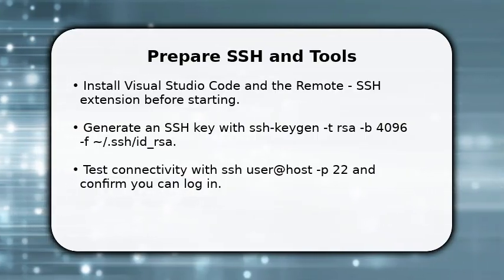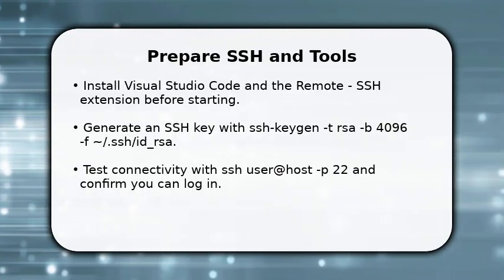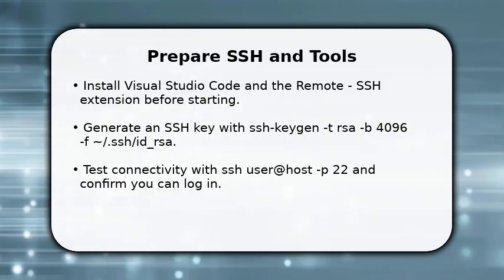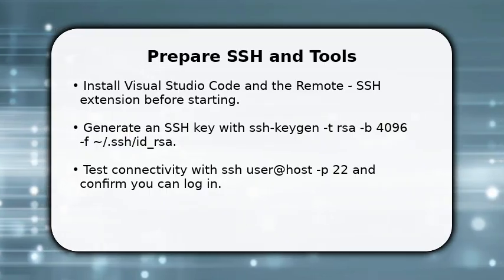Generate an SSH key pair locally using ssh-keygen -t rsa -b 4096 -f ~/.ssh/id_rsa to create a secure key. Keep your private key permissions to 600 for safety.